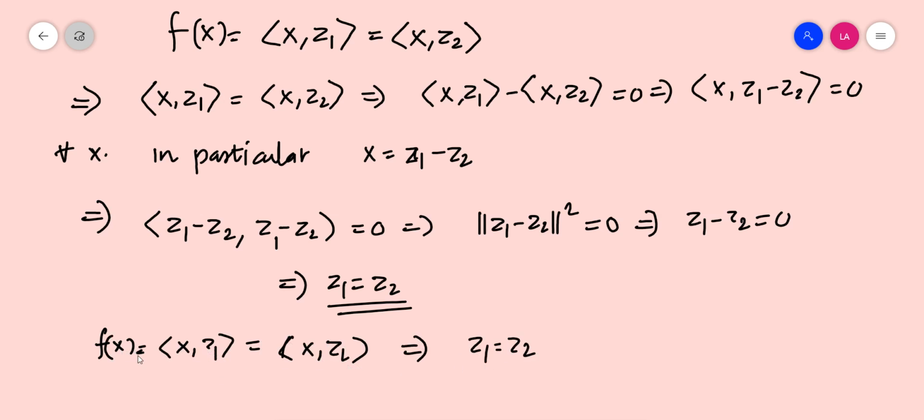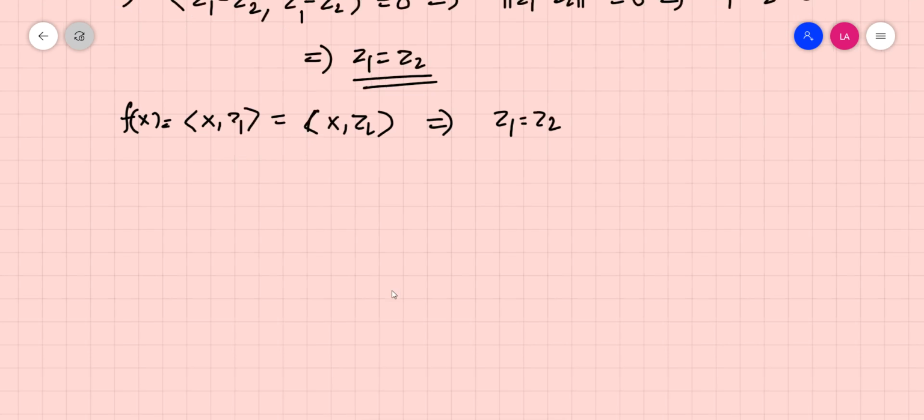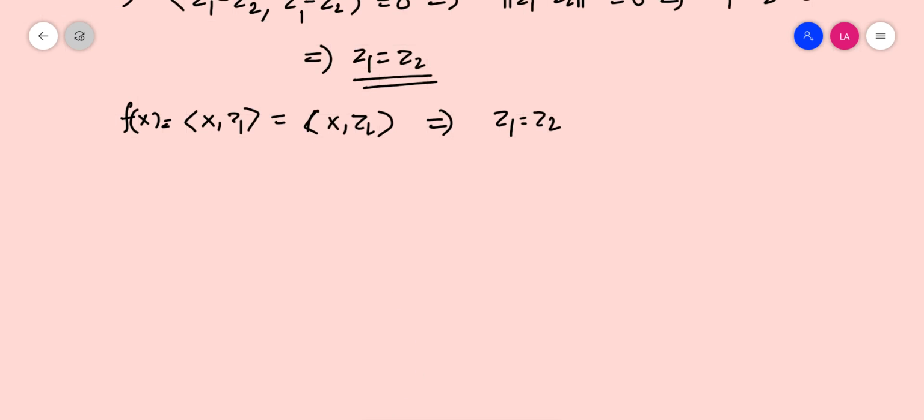So z1 and z2 are two elements which determine f, then z1 should be equal to z2. So every bounded linear functional is uniquely characterized by this z. So associated with every bounded linear functional f, we can choose a unique z such that f of x is equal to inner product x z.